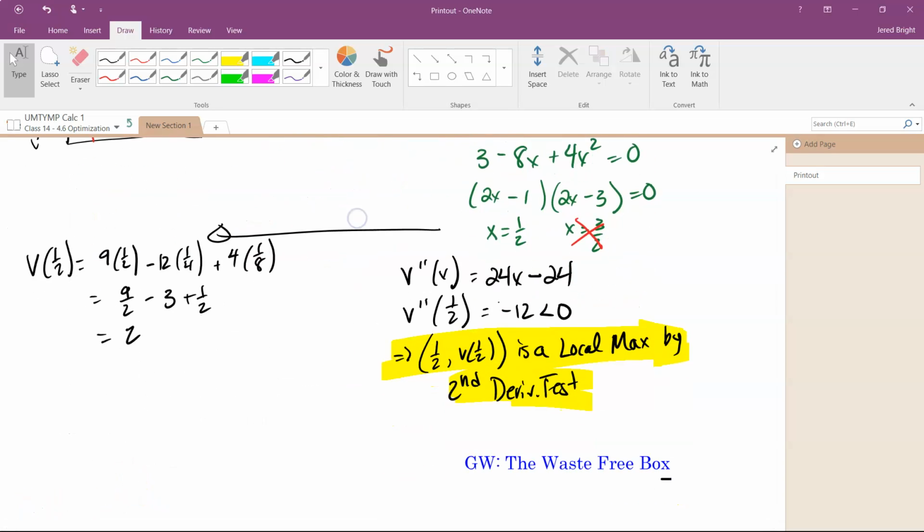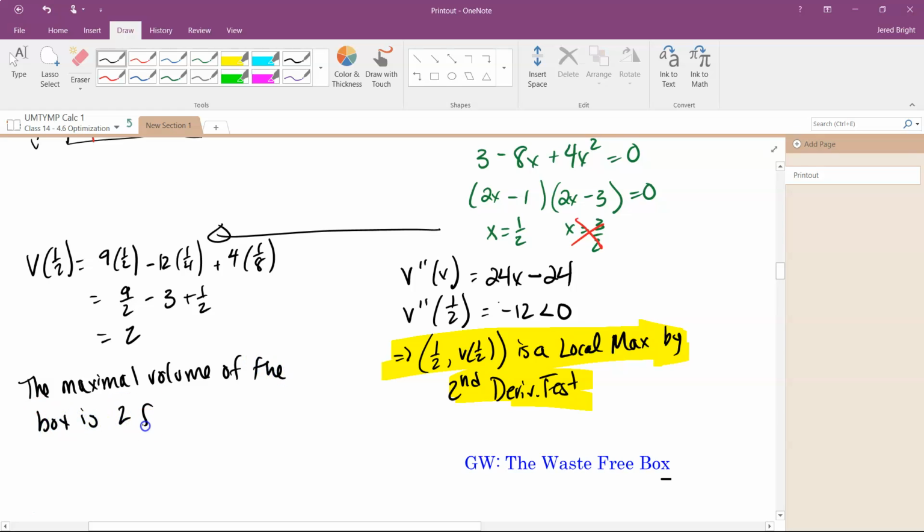Since this was a problem in context, you need to respond in context. The maximal volume of the box is 2 feet cubed. It is a volume, so you need cubic units.